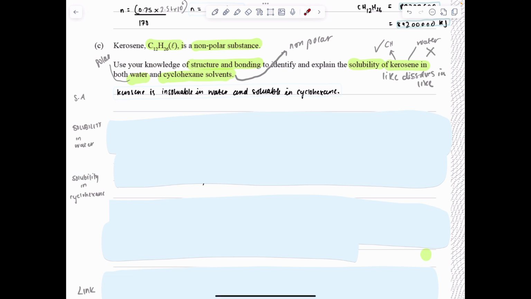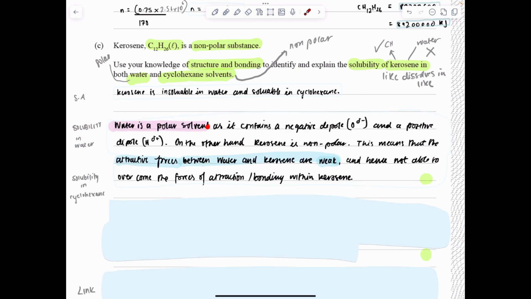Kerosene is insoluble in water and soluble in cyclohexane, which is what we've discussed over here. Next, I want to delve into this further and talk about the solubility in water. So remember, solubility can be explained like this. Water is a polar solvent. Addressing that is worth achieved, as it contains a negative dipole oxygen and positive dipoles hydrogen. On the other hand, kerosene is non-polar. This means that the attractive forces between water and kerosene are weak and hence not able to overcome the forces of attraction or bonding within kerosene.